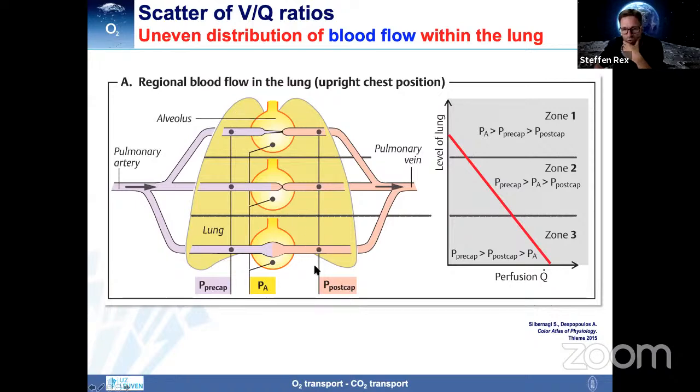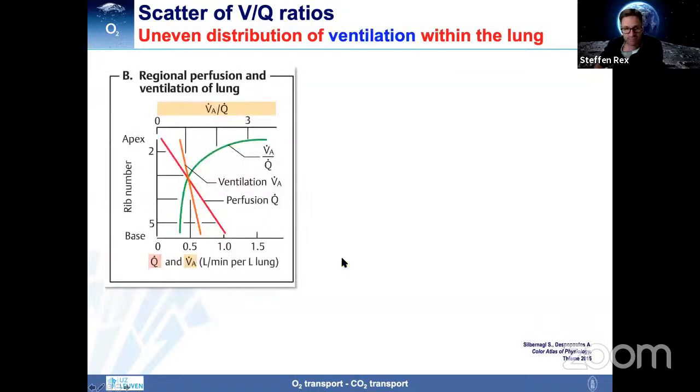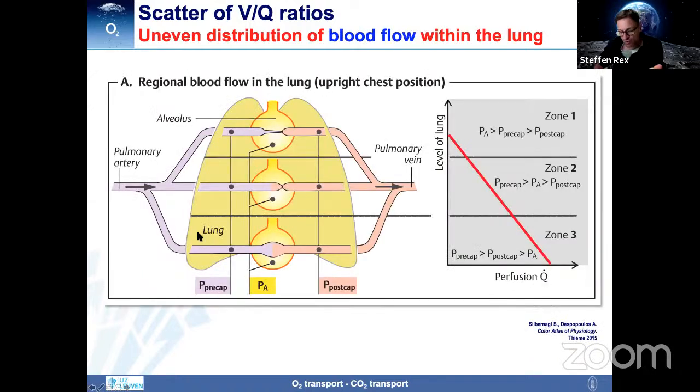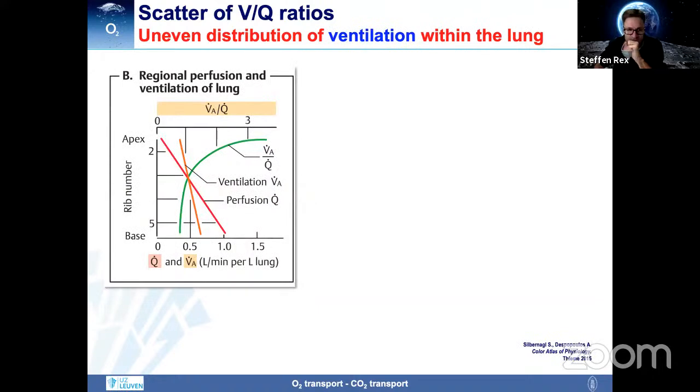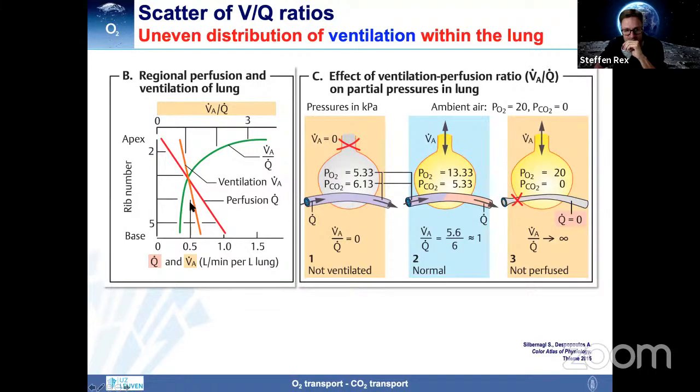That means you will have more air at the bottom of the lung than in the top of the lung, and you will have more blood in the bottom of the lung than in the top of the lung. The only problem is that blood for sure has a higher weight, so blood is more sensitive to changes in gravitational forces than ventilation. That means from the apex to the base of the lung, the perfusion increases much more than ventilation.